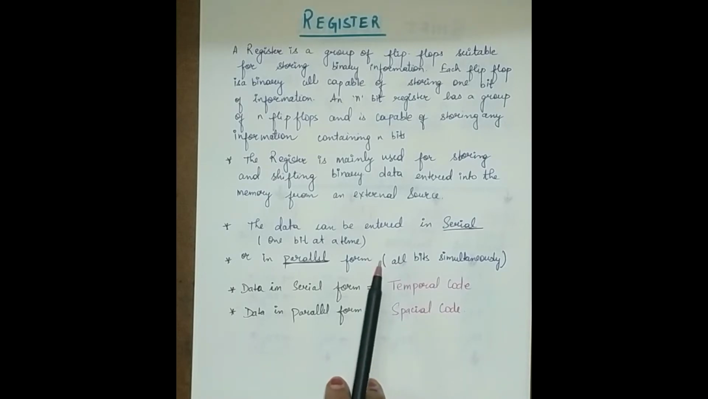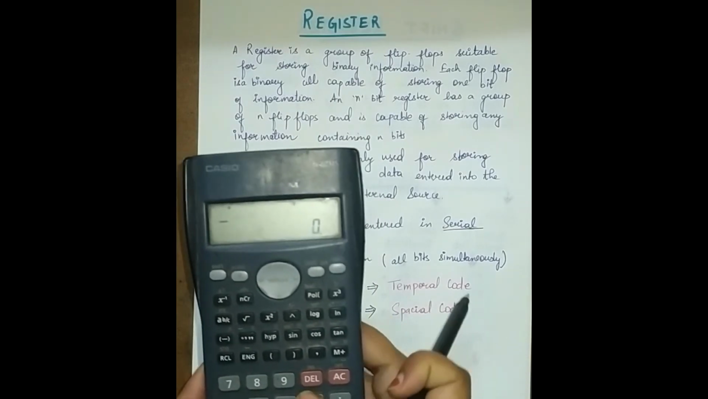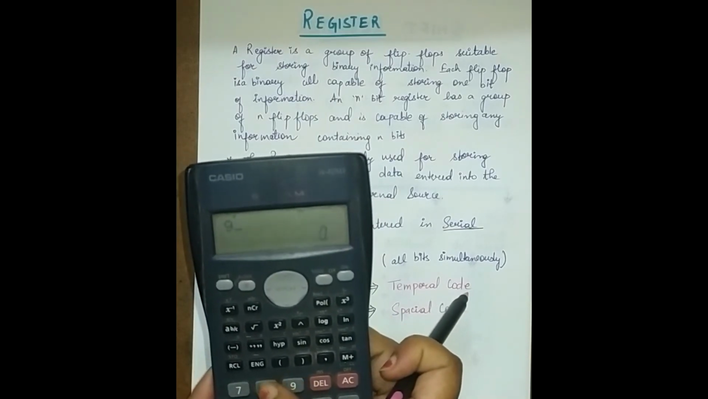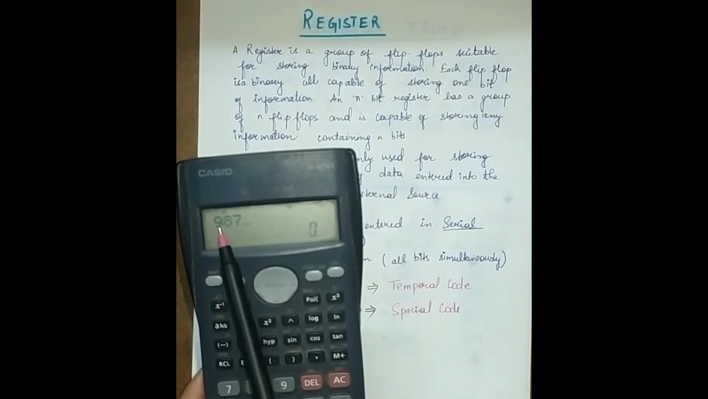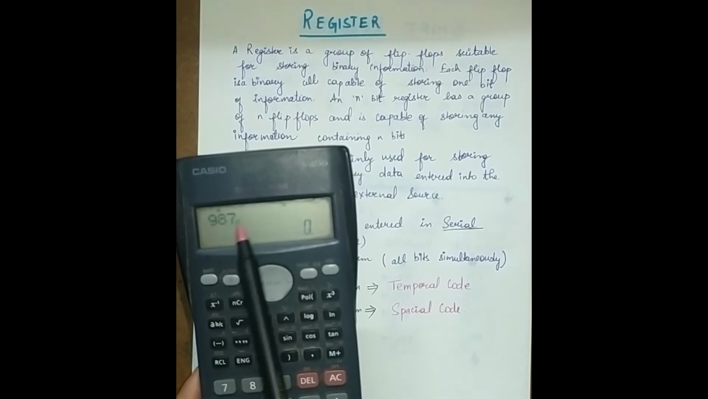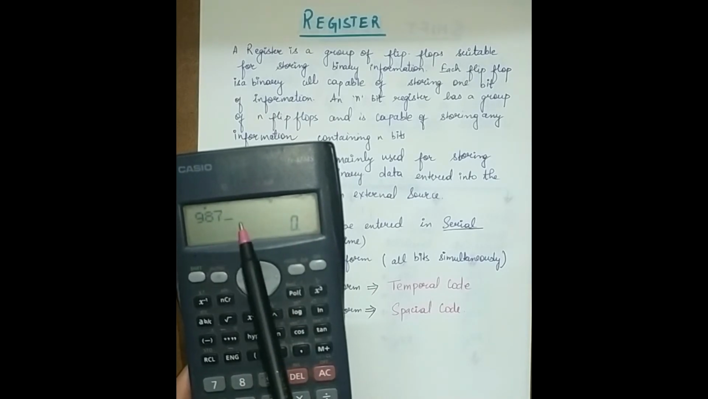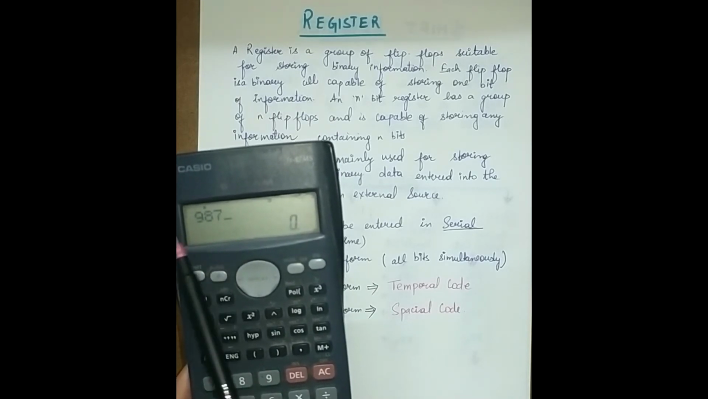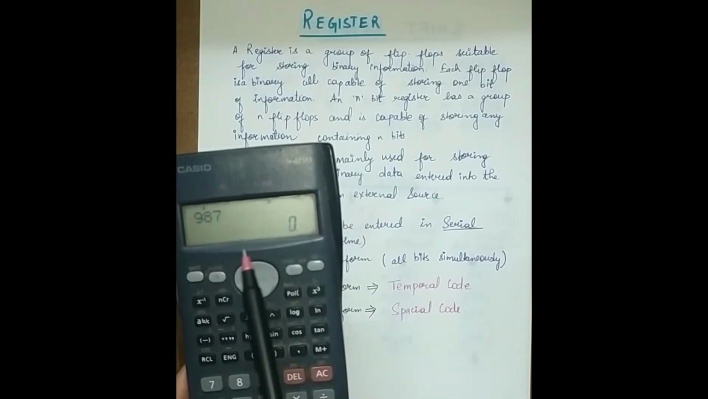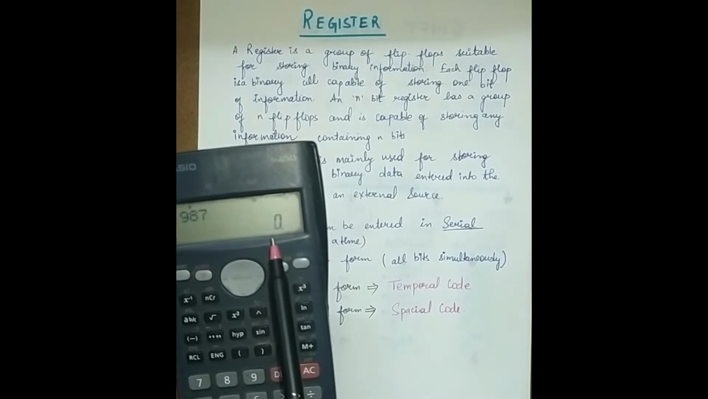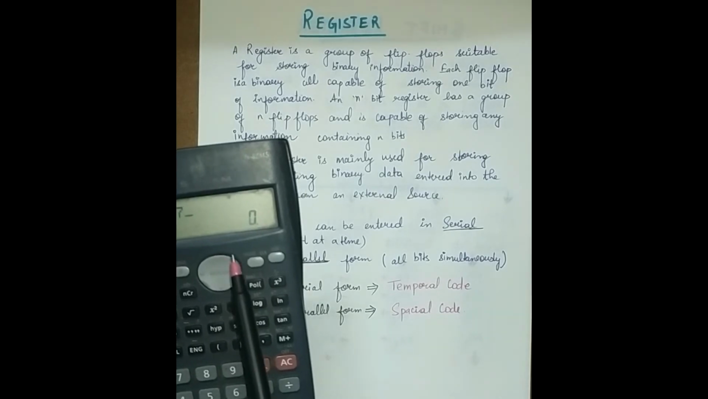So I will show you an example of a calculator. Suppose this is a calculator, and when you are entering a number, suppose 987, you see that first I entered 7, and now it has shifted here, so it has shifted to the right side. The same process happens in the register. When you are entering the data, you can enter from this side or from this side, and you shift the data when you are storing the data. So the register stores the data as well as shifts the data.